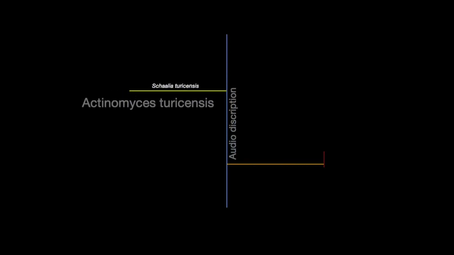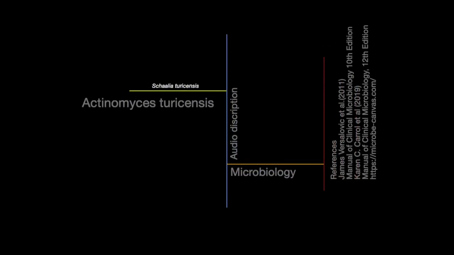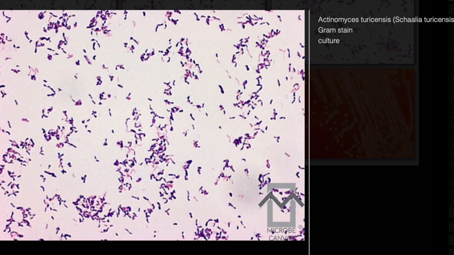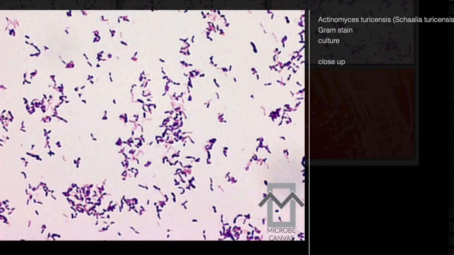Actinomyces turicensis, Schaalia turicensis, general information. Taxonomy of Actinomyces turicensis: family Actinomycetaceae, genus Schaalia, Schaalia turicensis. Formerly, Actinomyces turicensis.